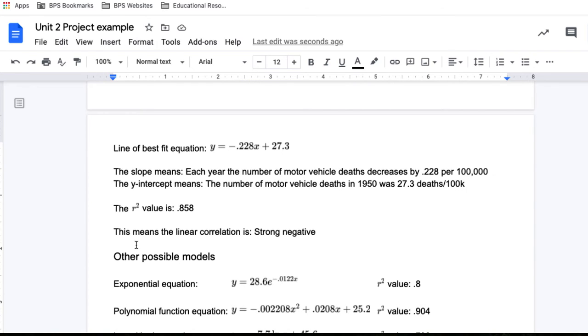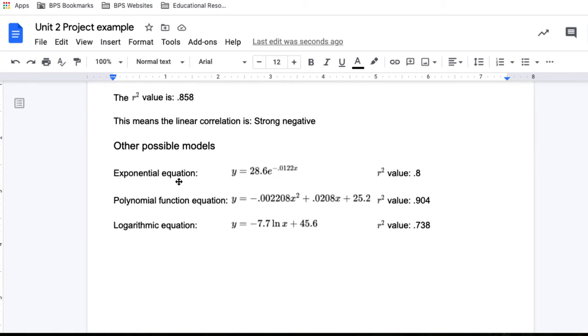The R-squared is 0.858. So this means the linear correlation is strong negative. So remember, it's strong because it's greater than 0.7. So weak was 0.3 to 0.5, moderate was 0.5 to 0.7, and strong was anything greater than 0.7. So 0.858 is quite strong. And it's a negative because obviously the line is going down.